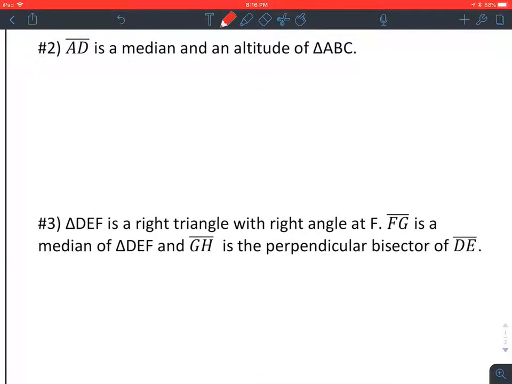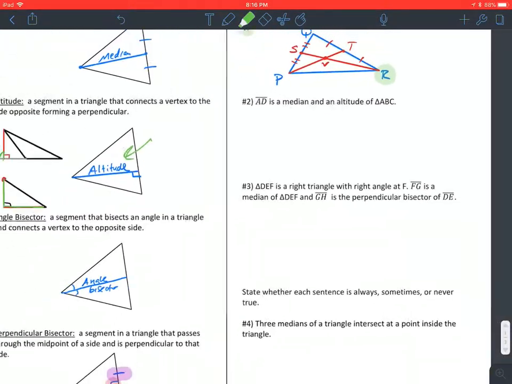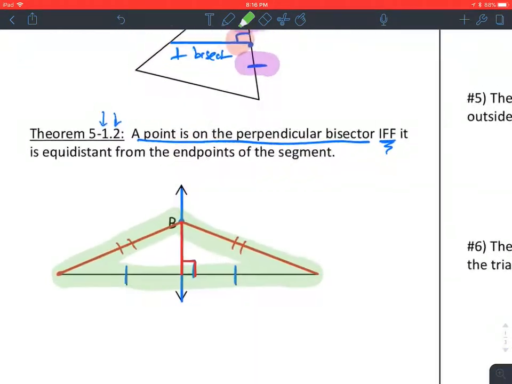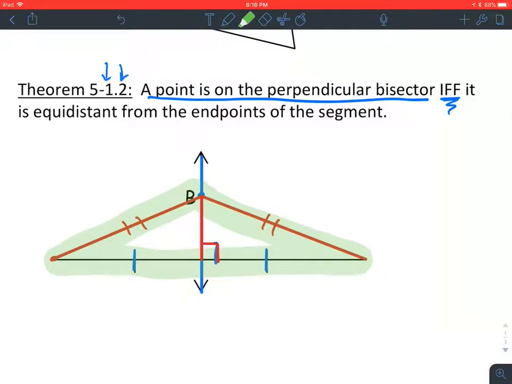Segment AD is a median and an altitude of triangle ABC. That is quite the segment. As the theorem down here said, let me make this clear. Even though this theorem has numbers, you do not need, I repeat, you do not need to memorize the numbers for the theorem. If a theorem doesn't have a name, like this one doesn't, you just have to know what the words are in the theorem. You don't have to know it by name.